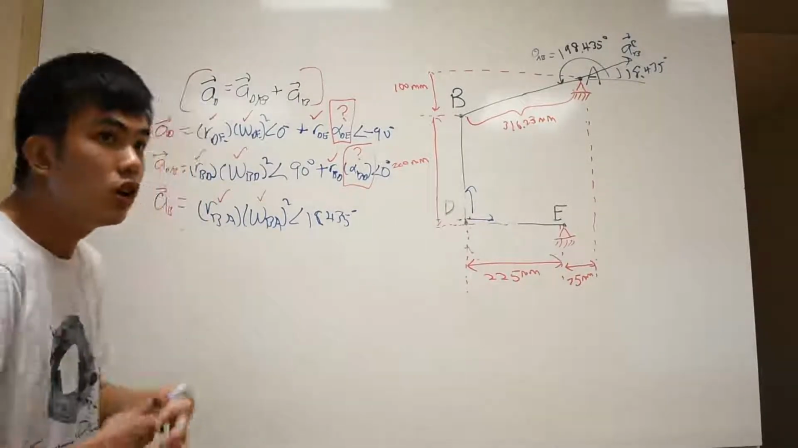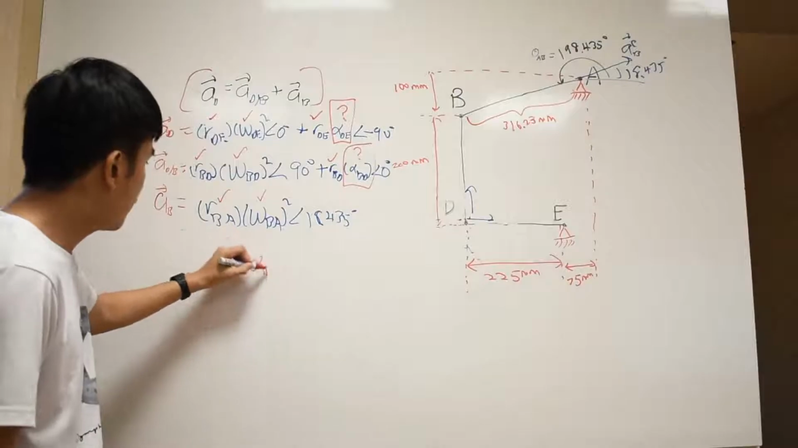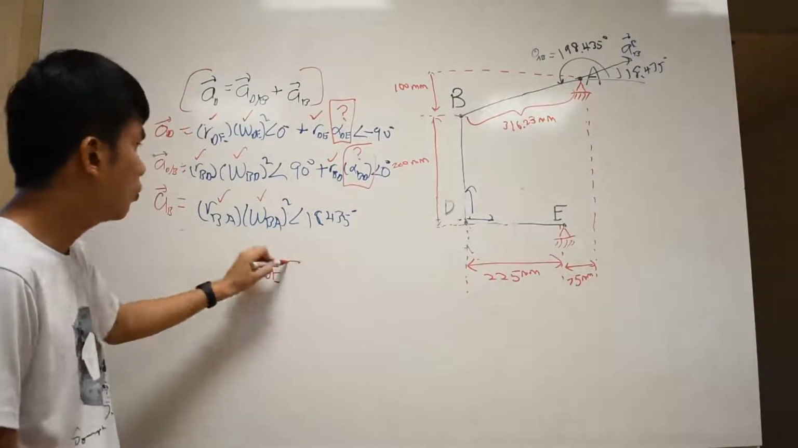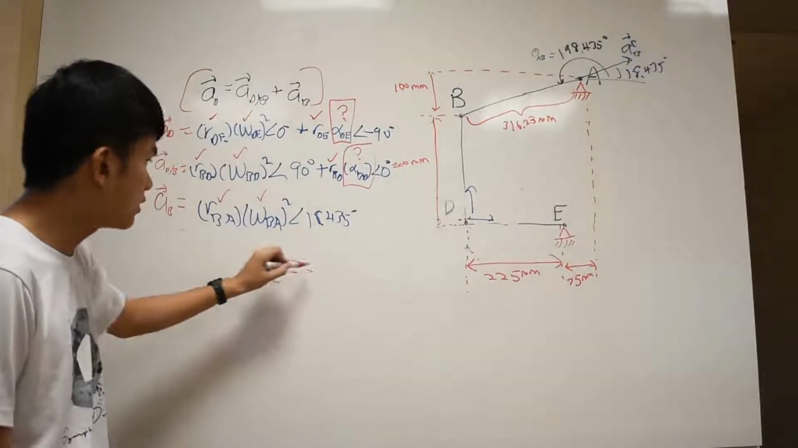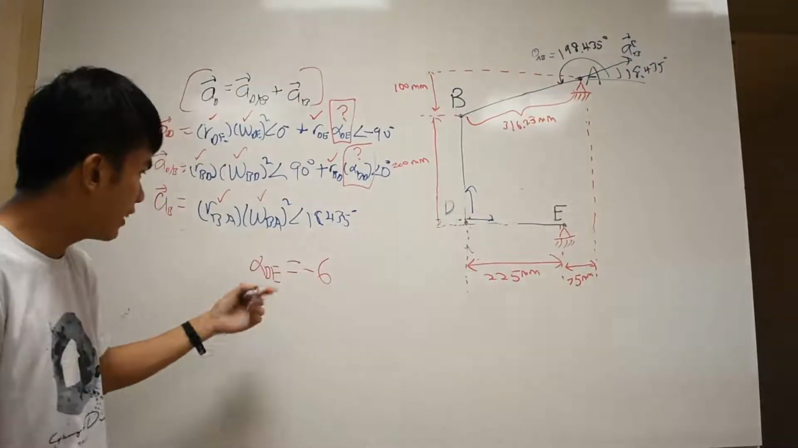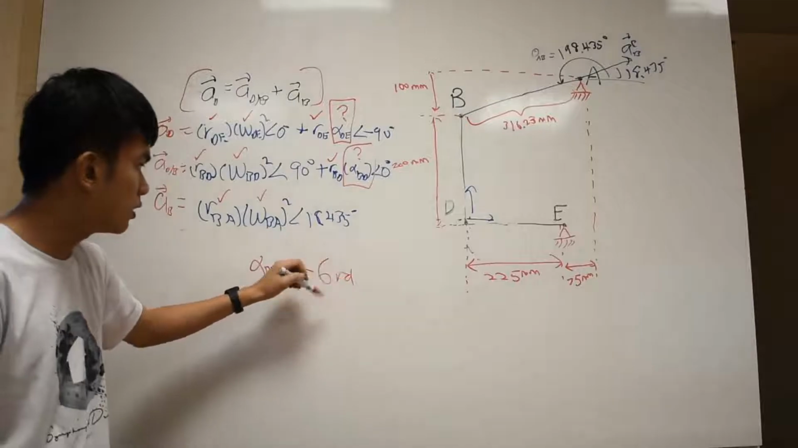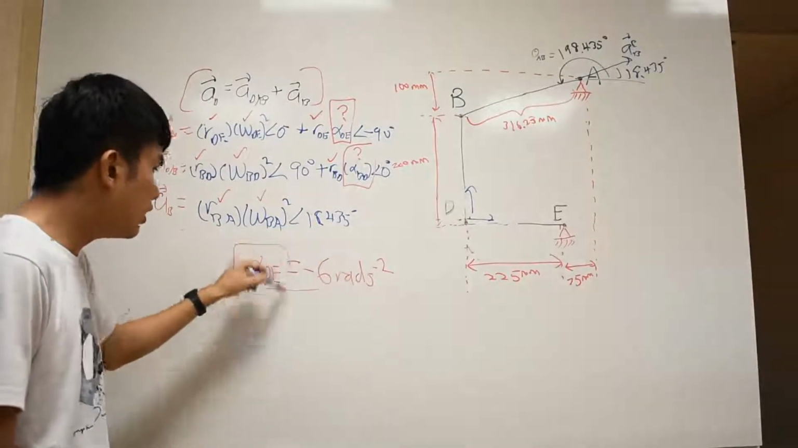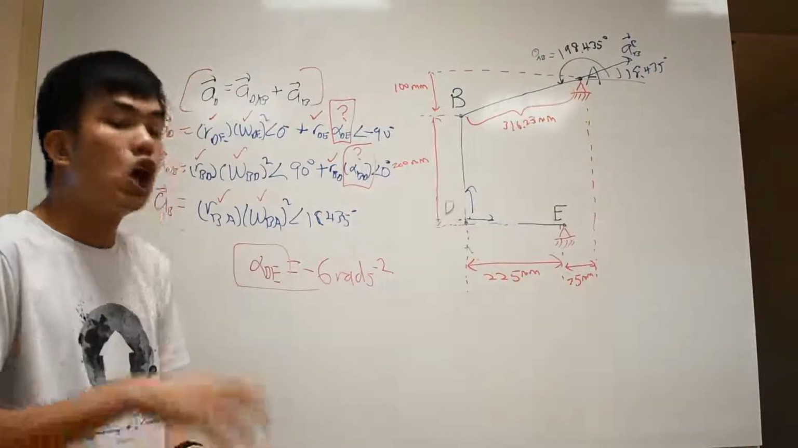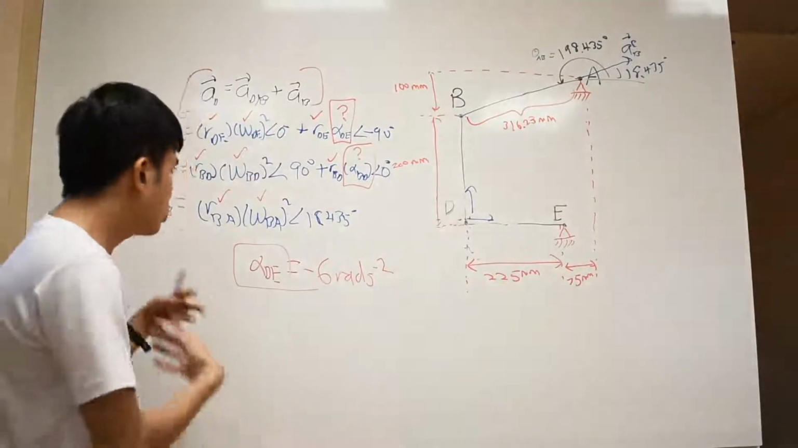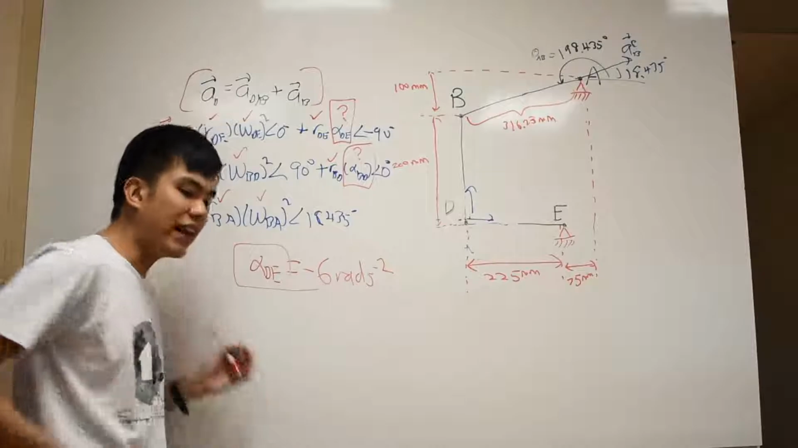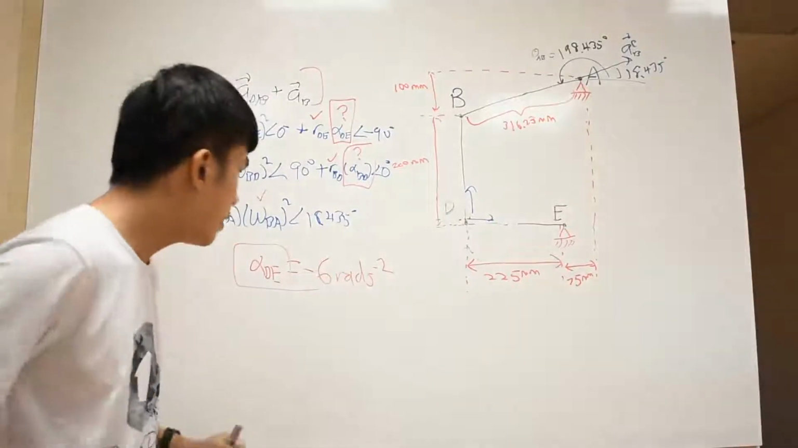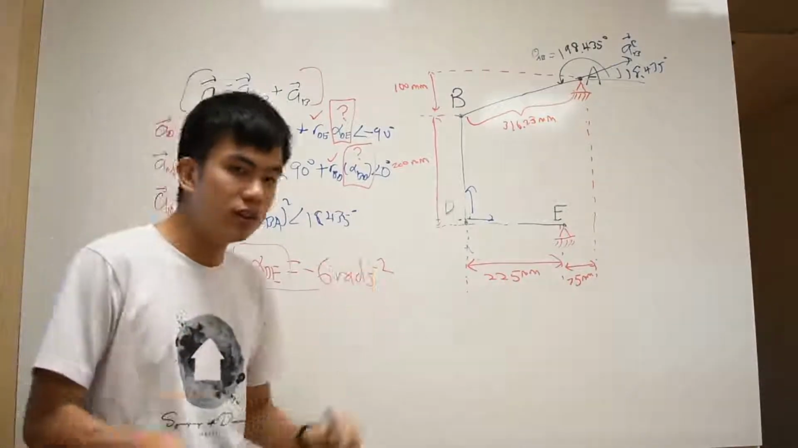And finally, when you found your answer, for example, alpha DE, let's say that it is -6. What does this -6 radian per second squared mean? It means that the angular acceleration direction is actually in the clockwise direction. If the angular acceleration is positive, it means that the angular acceleration is in the counterclockwise direction. Okay, so sign convention is important.